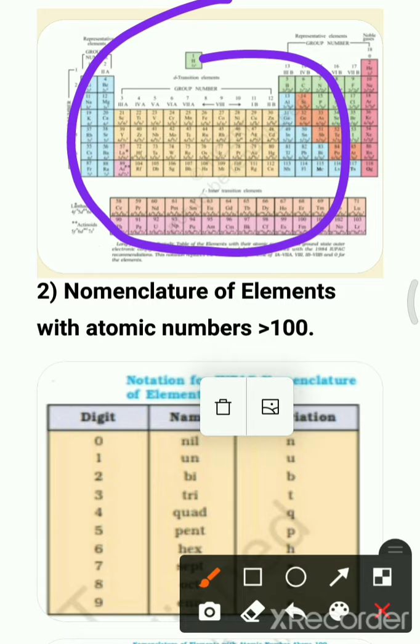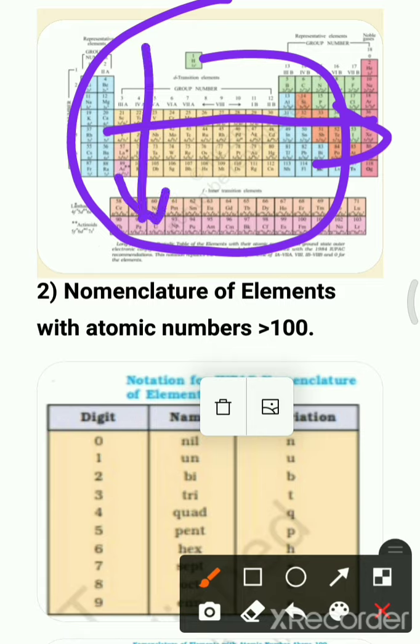Here you can see the horizontal rows, which were called series by Mendeleev. In the long form or modern periodic table, they are considered as periods. And the vertical columns are called groups. These are the vertical columns, so these are called groups.